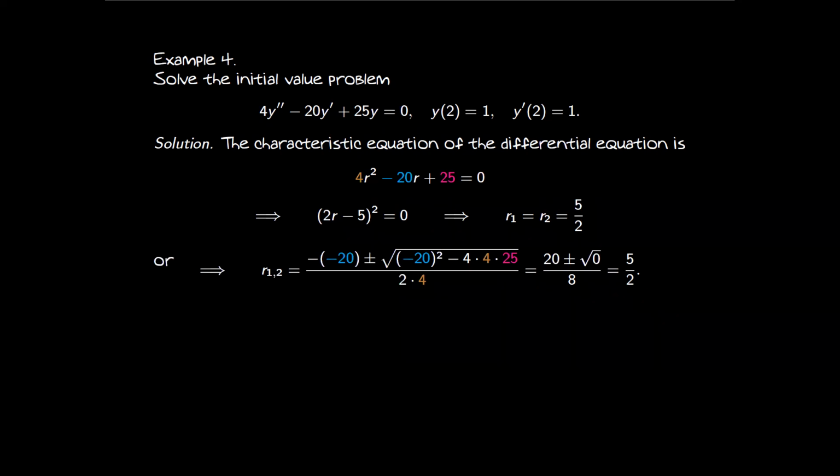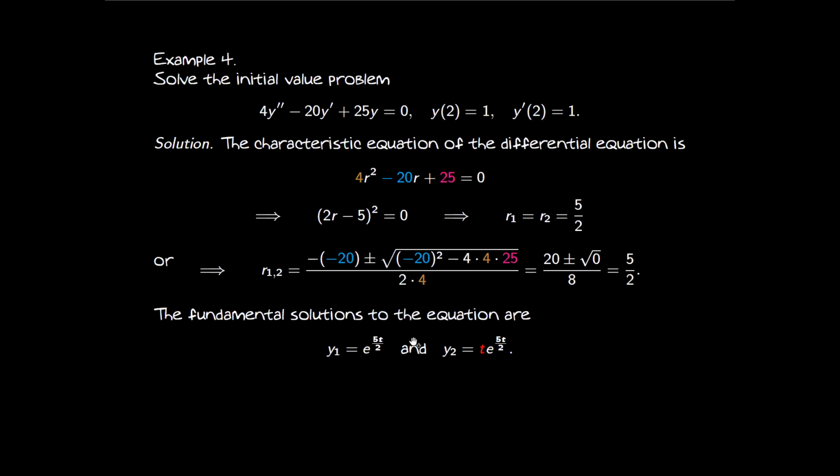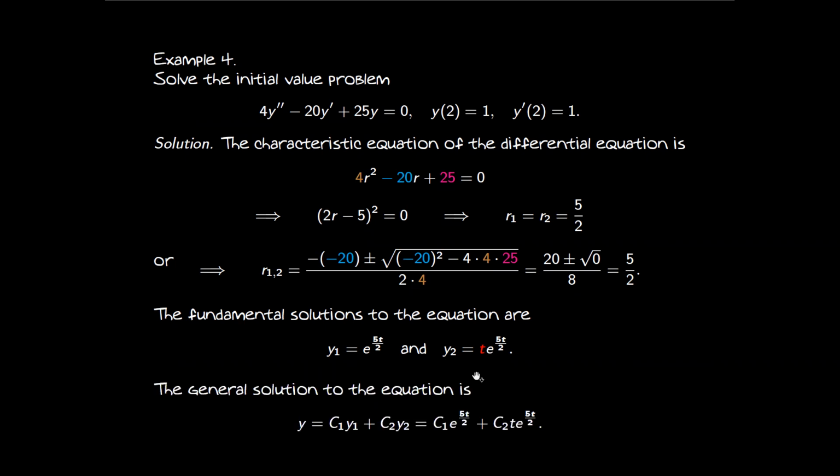For repeated roots, we understand the first fundamental solution comes from the standard formula, e to the rt, and the second fundamental solution comes from t times y1. So we know the general solution is going to be the linear combination of them. Once again, for an initial value problem, we need to apply the initial conditions to find C1 and C2, and to apply the derivative condition, we have to find the derivative.